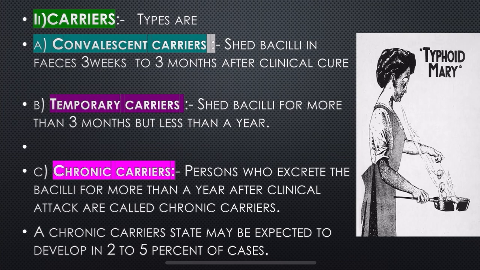But if the S. typhi is shed beyond 1 year, if the person is excreting the bacilli for more than 1 year after the clinical attack, they are known as chronic carriers. A chronic carrier state may be expected to develop in 2 to 5% of the cases. So in around 2 to 5% of the cases, you can see the chronic carriers development. Is it clear?